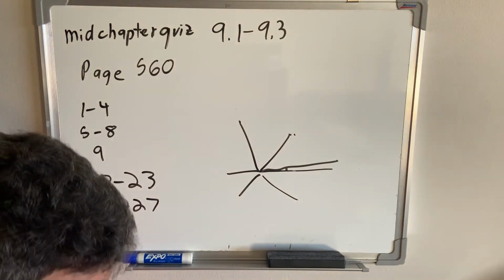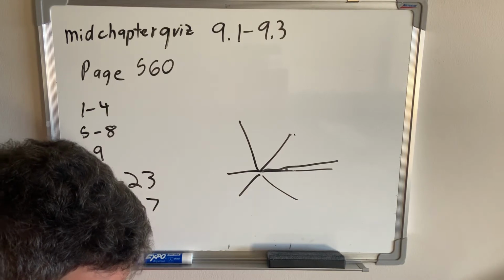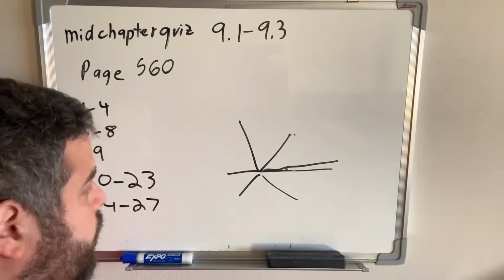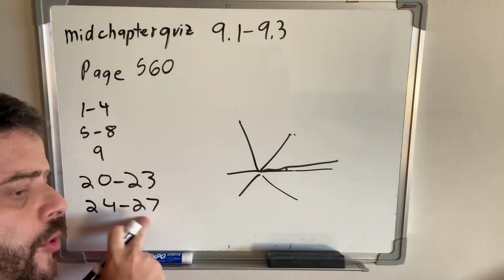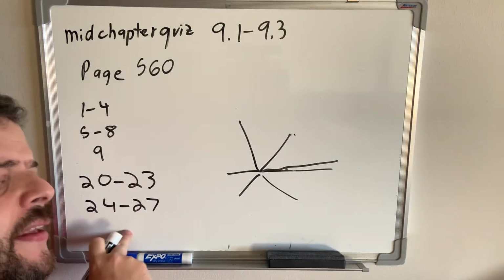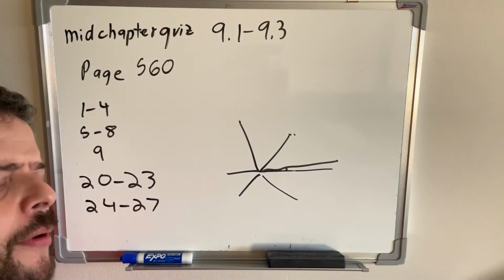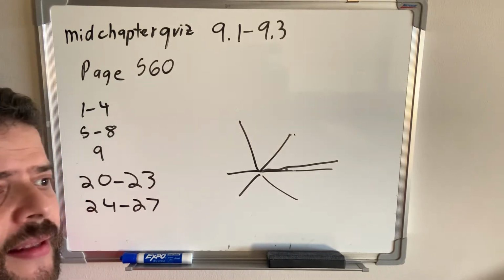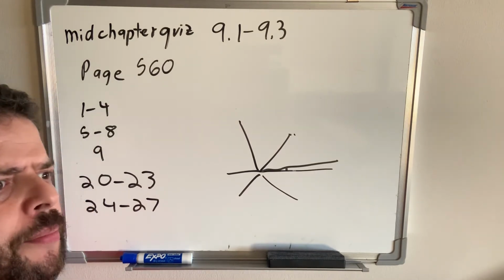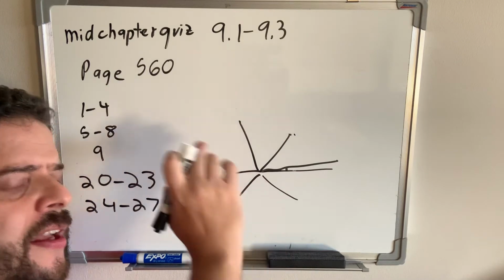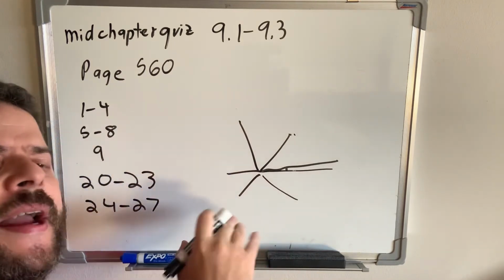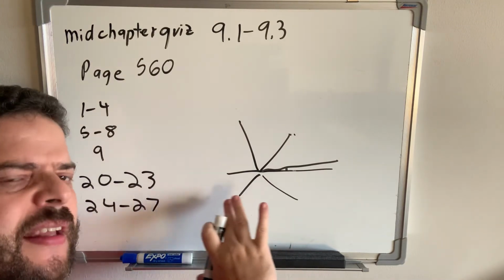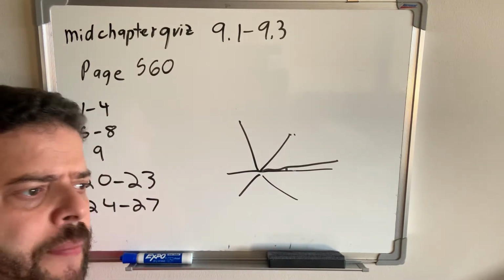Exercises 20 to 23 is converting polar to rectangular, and exercises 24 to 27 is converting rectangular to polar. If we end up with a situation we saw in the last exercises, you end up with a hyperbola, which is a process we haven't done yet, that's fine. Just simplify it until you can actually simplify it. If you end up with an expression you can't simplify, leave it as is. It's not going to be incorrect.